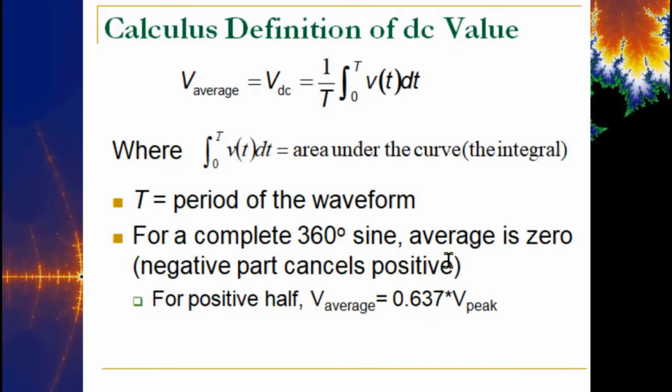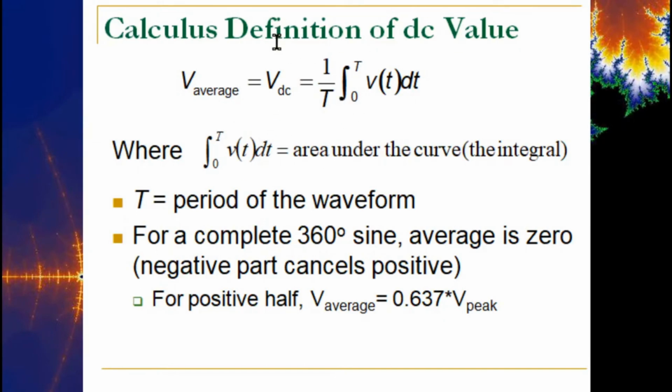So if we're talking about the average, or the DC equivalent, it's 1 over the period, and you integrate this signal from 0 to the period. Essentially you're just finding the area under the curve. If you have a sine wave that averages 0, that means you had no DC offset at all, right? The DC is going to turn into 0.